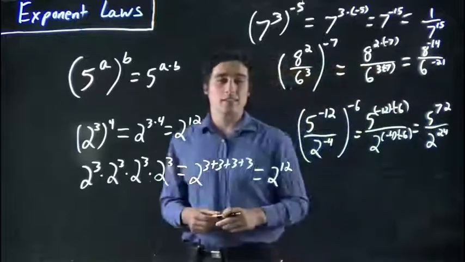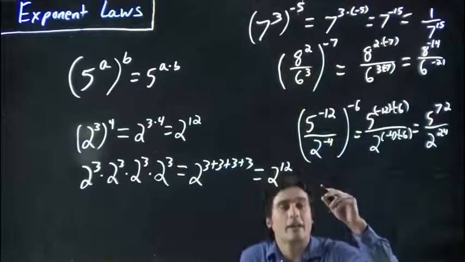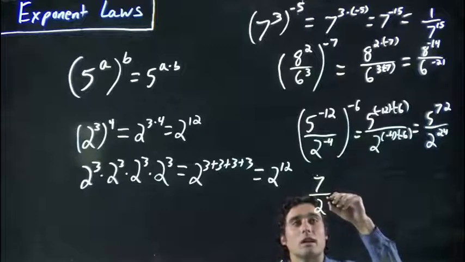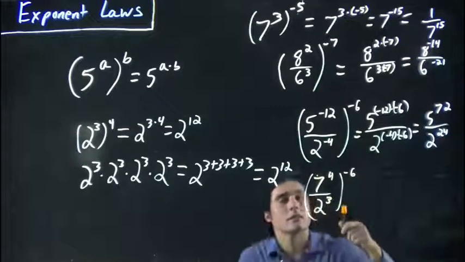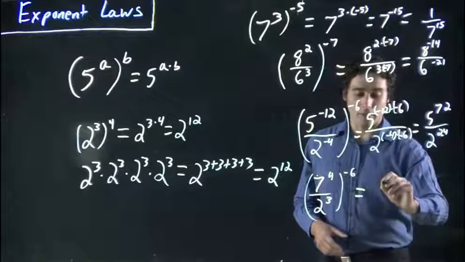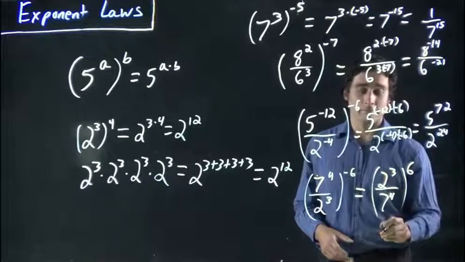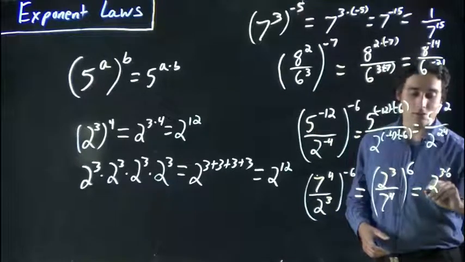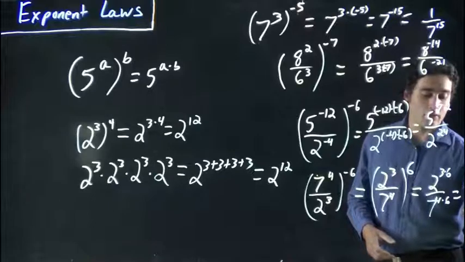And finally, I think there's one last thing I will demonstrate. I'm going to take a similar example to this right here. Let's say I had 7 again, and in this case a 2. This one's going to be to the power of 3, this to the power of 4, all to the power of negative 6. This negative, remember, could mean I could just flip it. So I could flip it first. Two different ways of solving this. I could flip it and make this 2 to the 3 over 7 to the 4, all to the power of 6. And then multiply that in. And that would give me 2 to the 3 times 6, and 7 to the 4 times 6, or 2 to the 18, and 7 to the 24.